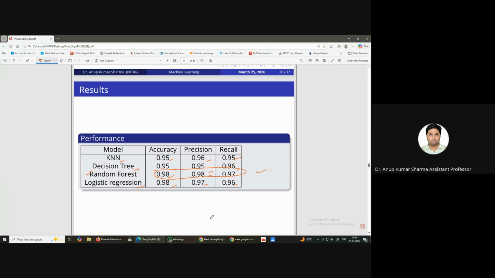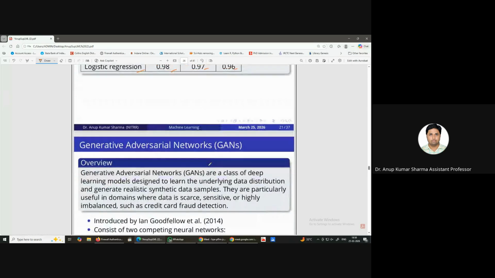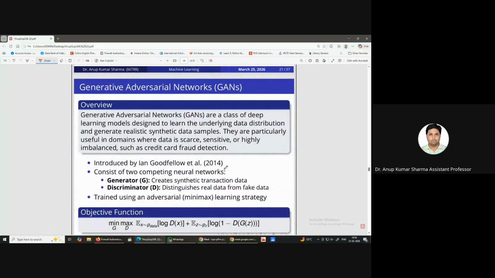We cannot believe that much, because this is overestimated. So what do we do? We move to another algorithm, called the generative adversarial network. This is a class of deep learning models, because now we are going to apply more complex models.